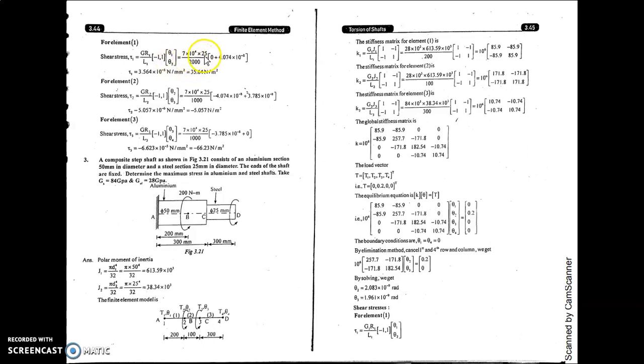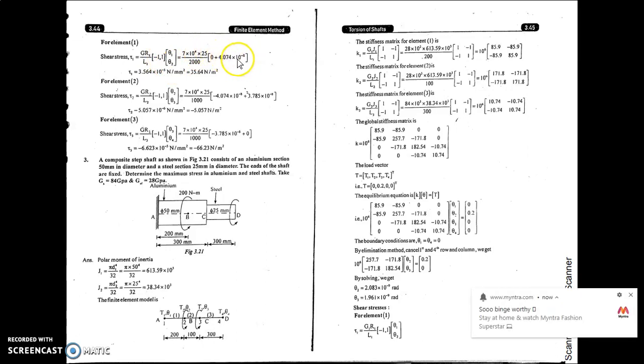So for the first element, GR by L. Here minus 1 into theta 1 is minus theta 1, 1 into theta 2 is plus theta 2. But theta 1 is 0, so only the theta 2 value is to be taken here. Then theta 2 into this value will give you tau 1. Similarly for the second element, minus 1 into theta 2, 1 into theta 3, so it is minus theta 2 plus theta 3. Again substitute and multiply, and we will get the result.